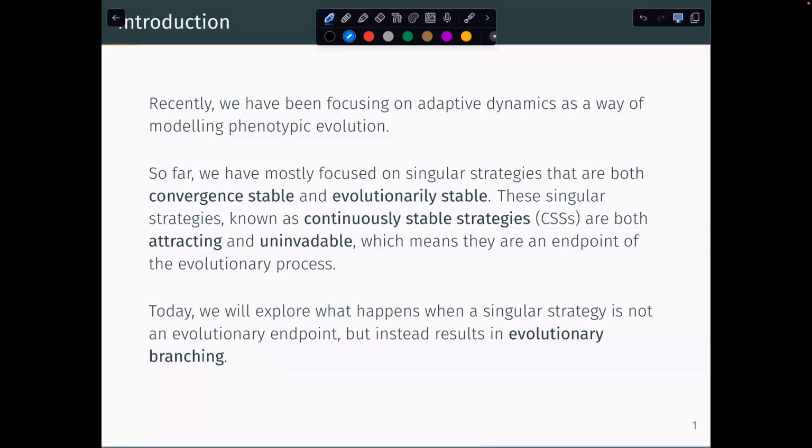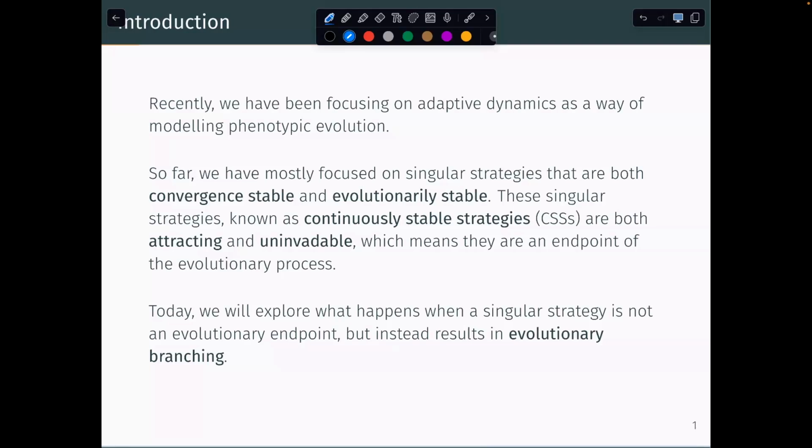We focused so far on continuously stable strategies, ones that are both convergent stable and evolutionarily stable. Those continuously stable strategies are nice because they are evolutionary endpoints. Once you get there, nothing else can invade, and there is a path that will lead you towards that through small mutations. So you get there, you stay there. But that's not the only type of outcome we can have.